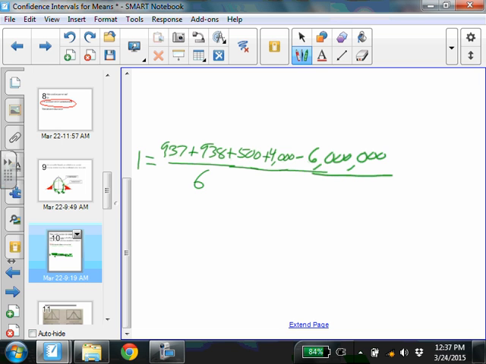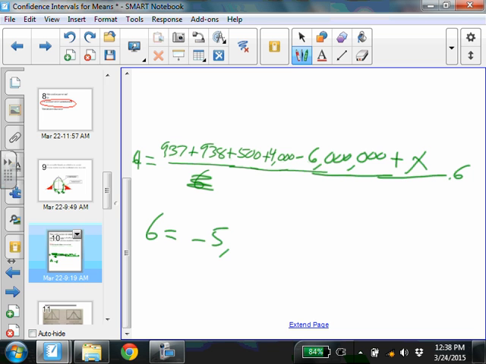The thing is, this last number is not free. Those first 5 numbers could have been whatever you wanted them to be, but the last number is not free. If this thing is going to average 1, let me not call it n, I'll call it x. If this thing's going to average 1, I'm going to multiply by 6 on both sides. So 6 should equal all of these numbers. So go ahead and add those together. 937 plus 938 plus 500 plus 4,000 minus 6 million. And what do you get?